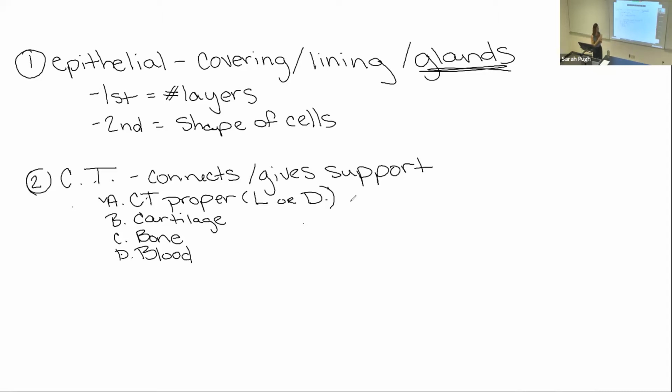All right, so did that jog anybody's memory? Does anybody have any questions that you can think of about our connective tissues or our epithelial tissues? Everybody okay?